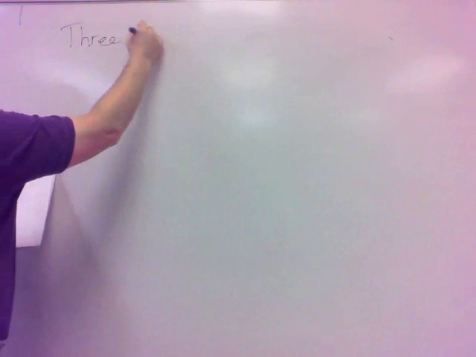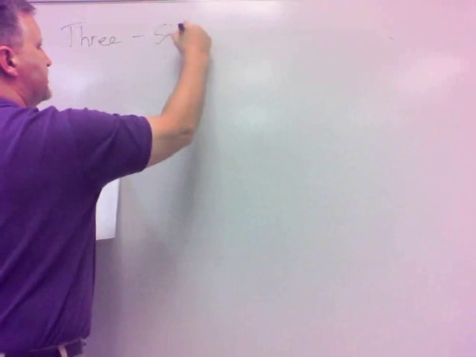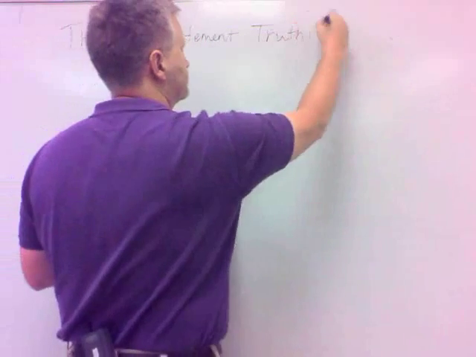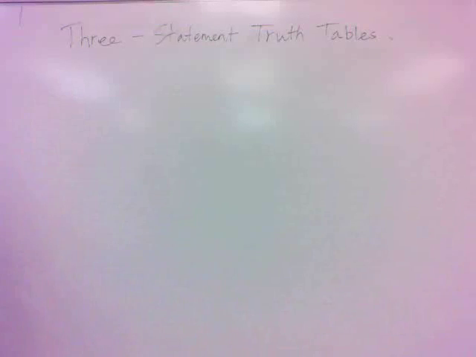All right, let's talk about three-part or three-statement truth tables. Been going along here, and we've had two statements at a time, P's and Q's. But what if we throw in that third, say, R statement, and we want to do a truth table with an R statement as well?